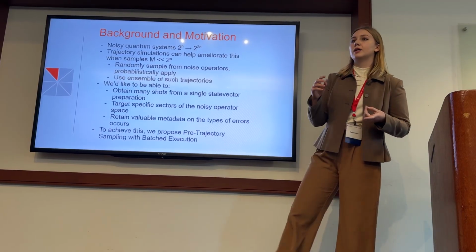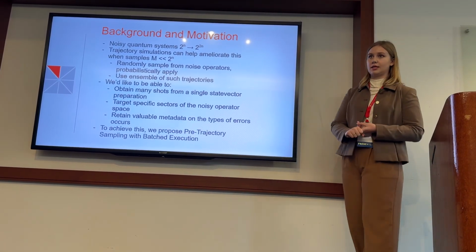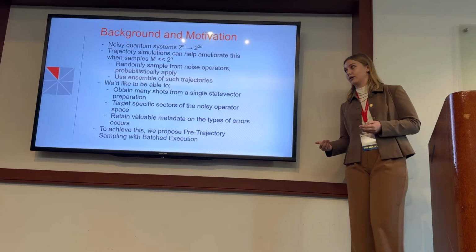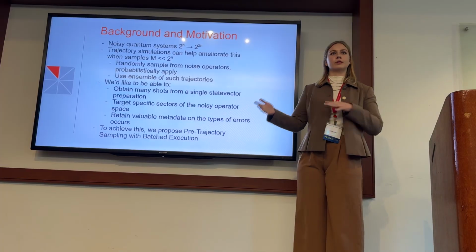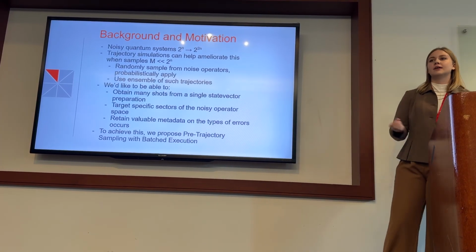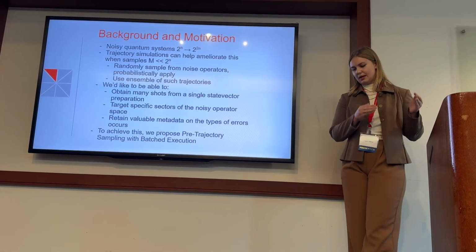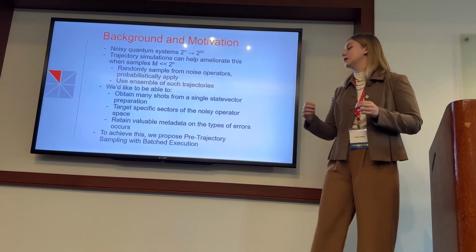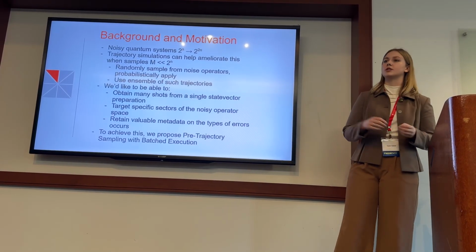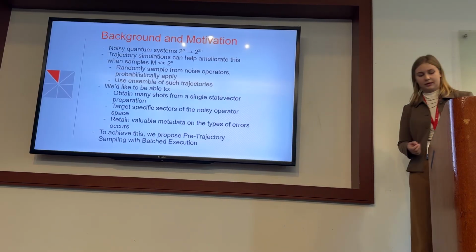The problem with these trajectory simulations is that they have a couple of limitations. First of all, you can only take 1 shot per trajectory, you have to do random sampling, and you're not able to collect any information on which errors occurred. PTSBE, the pre-trajectory sampling batched execution, actually fixes this. By pre-sampling the noise trajectory, we can take multiple shots per one state preparation, we can do more strategic sampling, and we can actually get error metadata back.